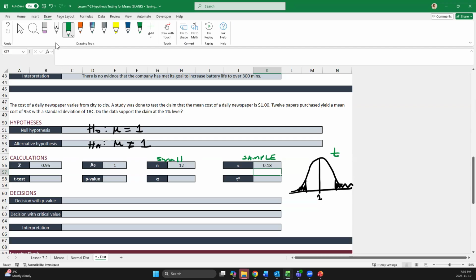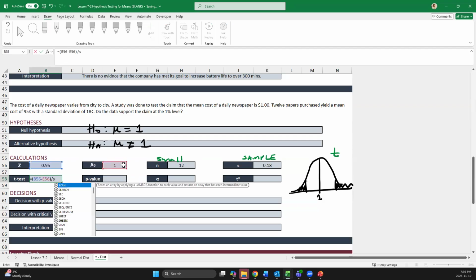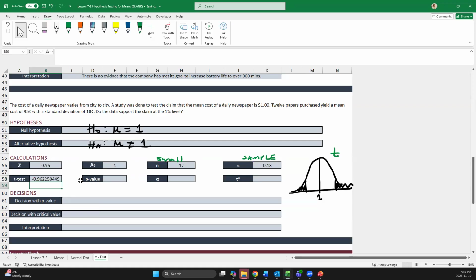For the t-distribution, our t-test statistic can be calculated using sample value minus population value over my standard deviation divided by the square root of the sample size. You'll want to put brackets around the denominator too to make sure that it's computing it in the right order, and you get negative 0.96.